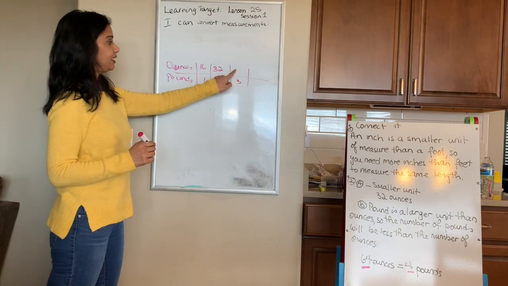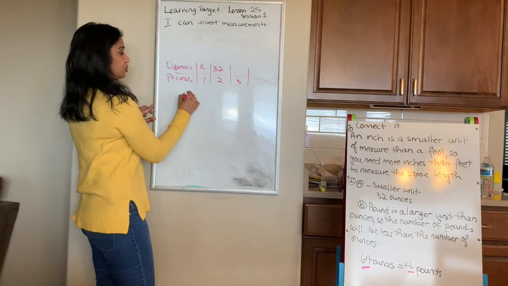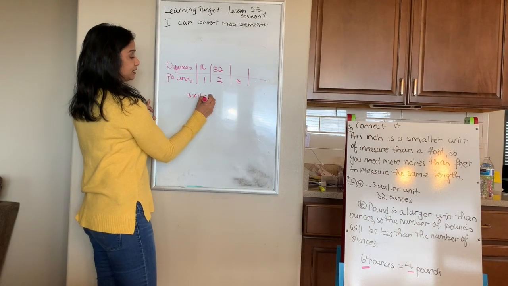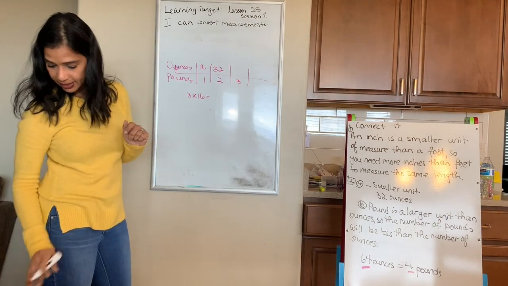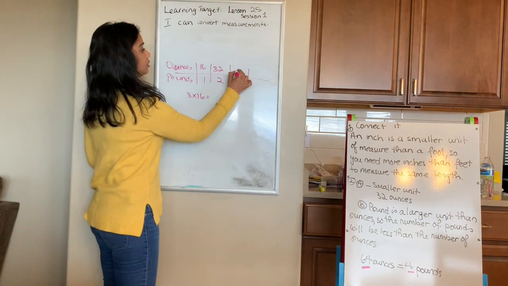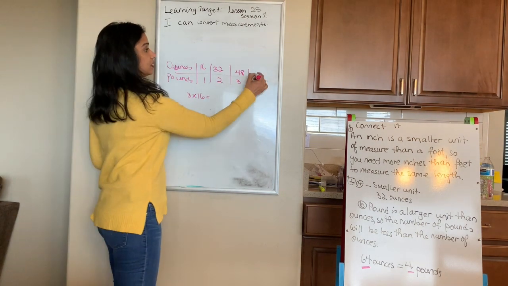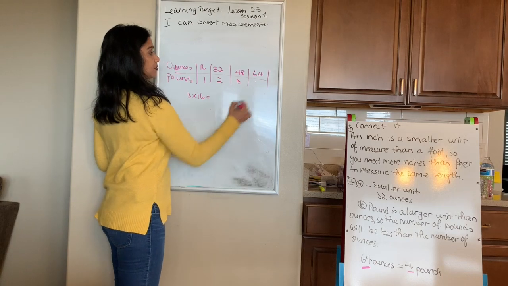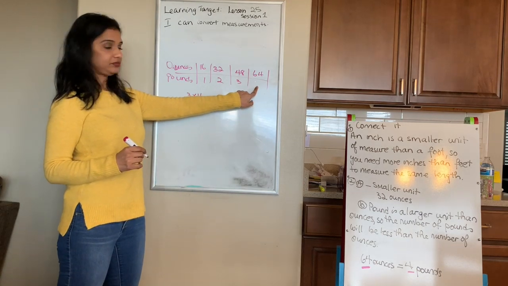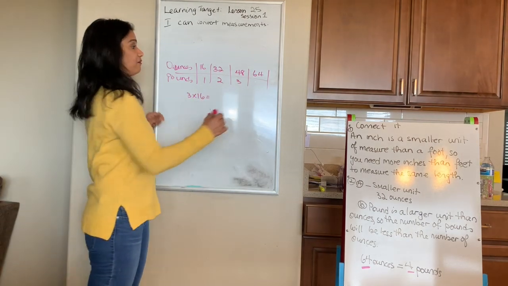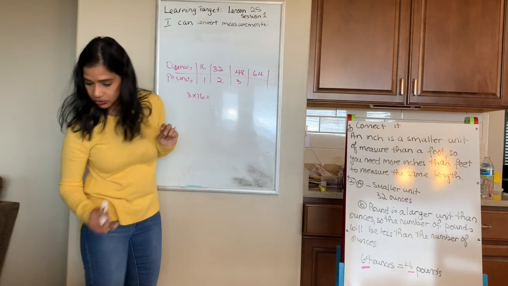The third one, they gave us the 3 pounds. How do I find the answer up here? I do 3 multiplied by 16. Exactly. And do you guys know what that is? 48 ounces. They gave us this one. What do you think this is going to be? Yep, 4 pounds.